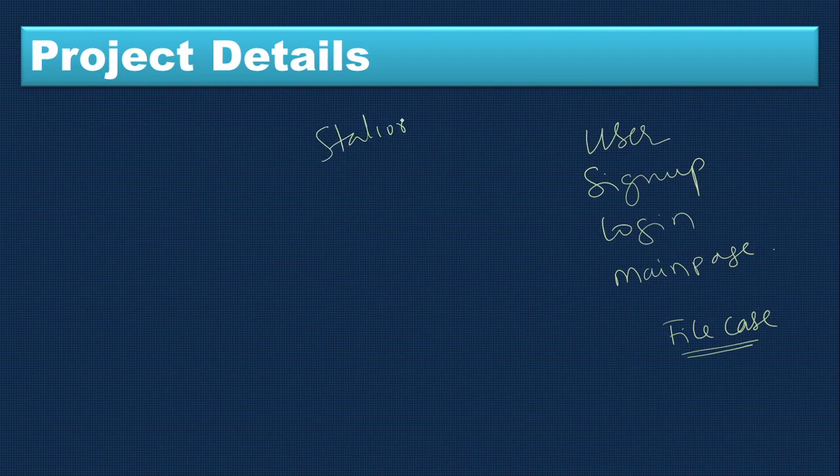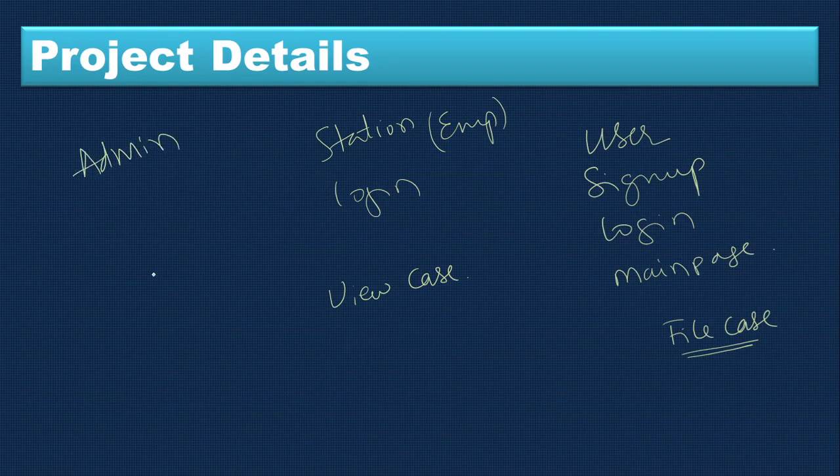Therefore this is the station module. An employee can log in here. After login, they can go to the main page, where they are able to view the cases. Then steps have to be taken. In order to manage everything, there is one more module called the admin module. In the admin module, I'll show you what options we require. So there are three main modules: the admin module, the station module, and the user module. In each module we'll have at least 5 to 10 options.